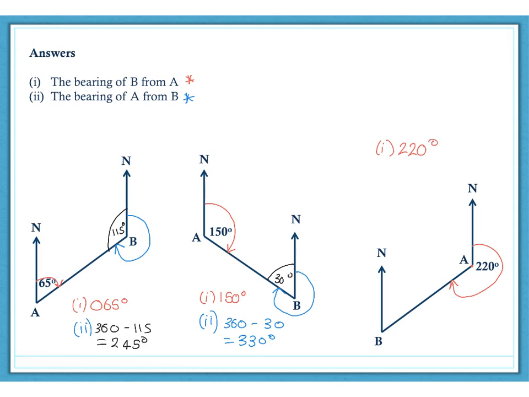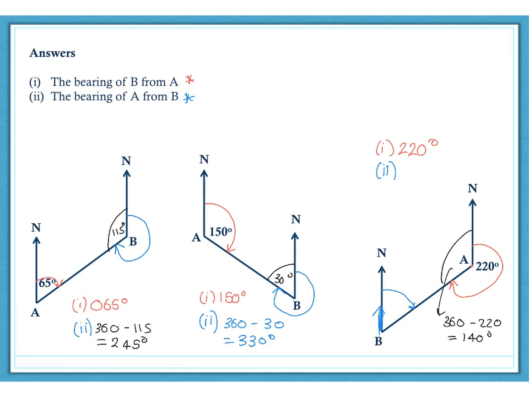For part 2, the bearing of A from B, that means we start from the north line of B and we go around clockwise, it's this angle here. So again, we can calculate this angle in here, which this time is equal to 360 take away 220, which is equal to 140 degrees.